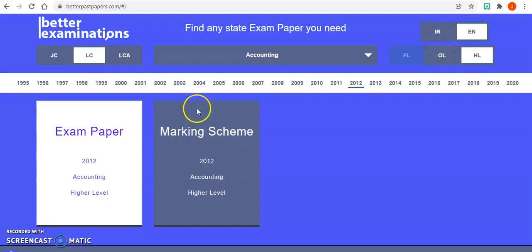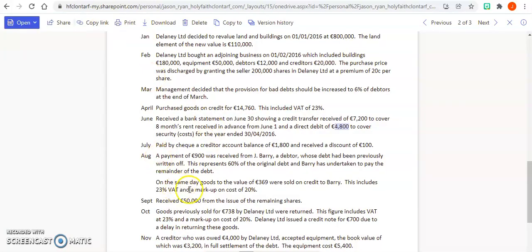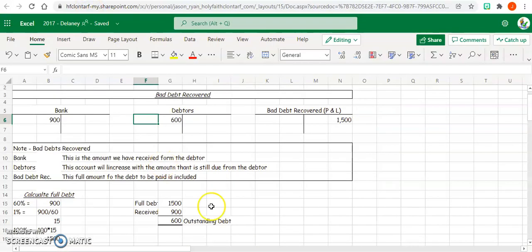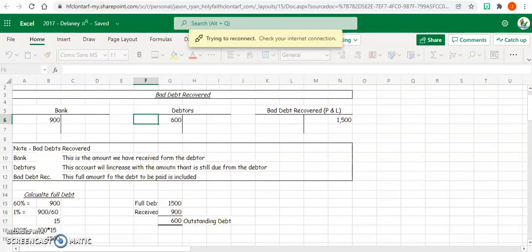Now the second part to that then says that in the same day, goods to the value of 690 were sold on credit to Barry. So if we sell on credit, that means Barry owes us 690, so that's going to be your debtor's figure. Now this includes 23% VAT, so you need to find out how much the VAT is and put it into your VAT account. So remember, that's going to increase your VAT account because we sold it to him. And this is a markup on cost of 20%. So you need to find out how much of a profit we made and how much of that is, how much stock did we sell. So a couple of adjustments based on that one then.